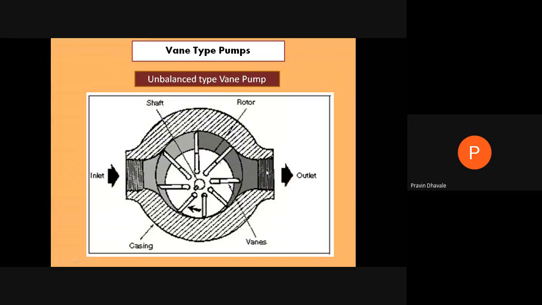Due to this unbalanced type rotor or eccentric rotor, what happens? Side load is obtained, and there will be a load on the bearing. Side thrust is obtained. For that reason, this type of vane pump is called an unbalanced type vane pump.